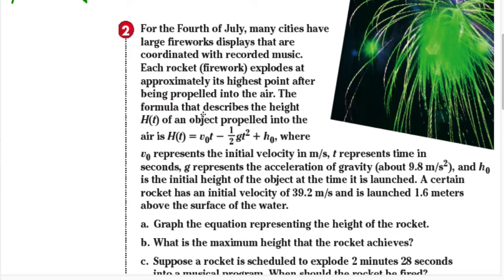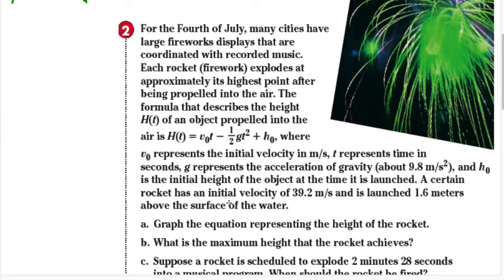The formula that describes the height h(t) of an object propelled into the air is h(t) = v sub 0 t minus 1/2 g t squared plus h sub 0, where v sub 0 represents the initial velocity in meters per second, t represents time in seconds, and g represents the acceleration of gravity, which is constant at around 9.8 meters per second squared. And h sub 0 is the initial height of the object at the time it is launched. So these are now the meaning of the variables that you see up there.